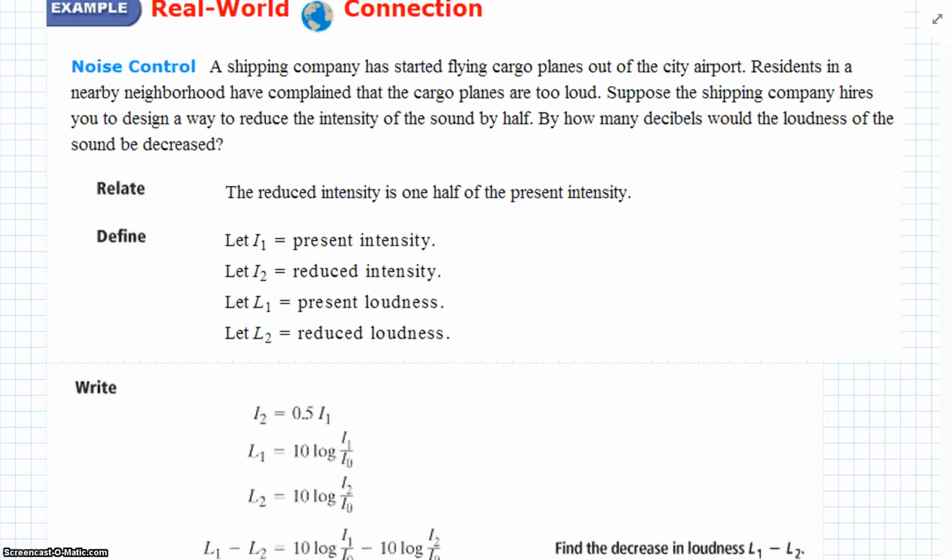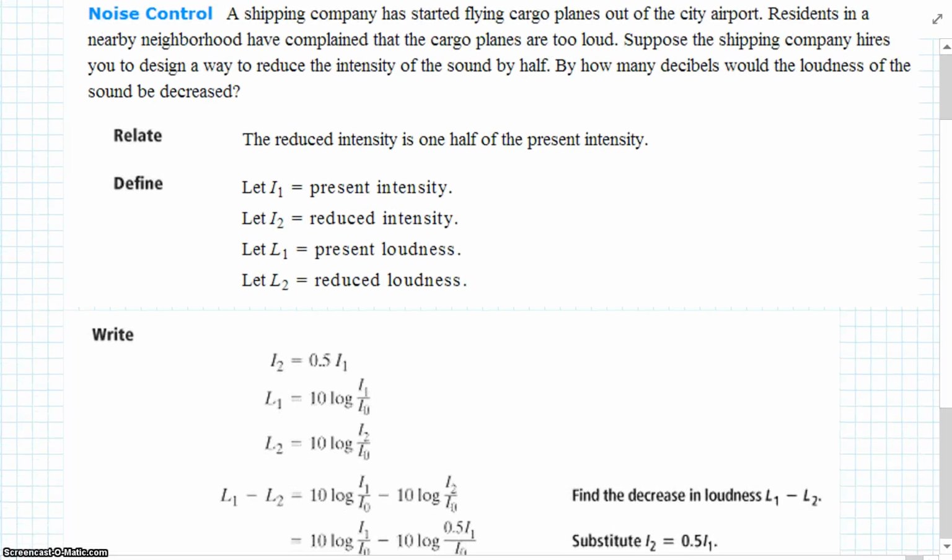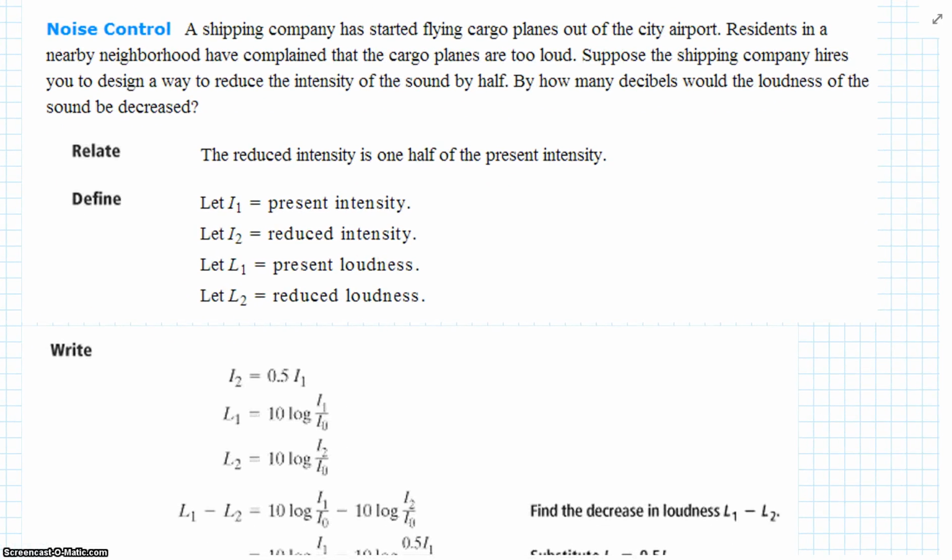So let's look at the first example they give us. A shipping company has started flying cargo planes out of the city airport. Residents in a nearby neighborhood have complained that the cargo planes are just too loud. Suppose the shipping company hires you to design a way to reduce the intensity of sound by half. By how many decibels would the loudness have to be decreased?